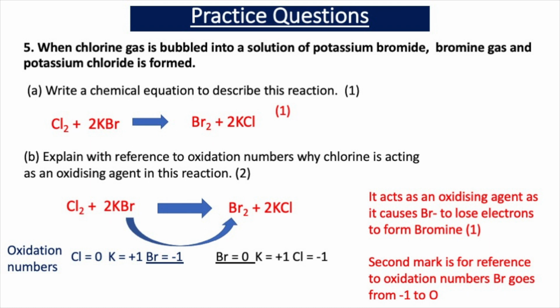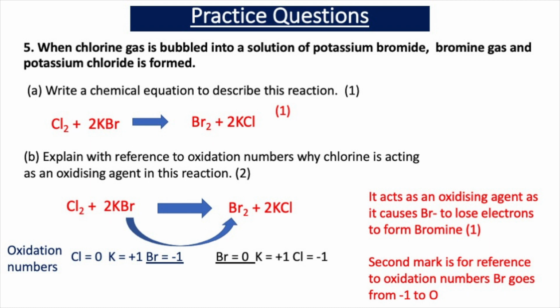So when answering this question, I recommend that you work out the oxidation numbers for each of the elements here in each of the formulae. So for example, chlorine is 0 oxidation state when it's Cl2. In KBr, potassium is +1 and bromine is -1. And in the products, bromine is 0 oxidation state when it's an element. And in KCl, the potassium is +1 and the chlorine is -1.